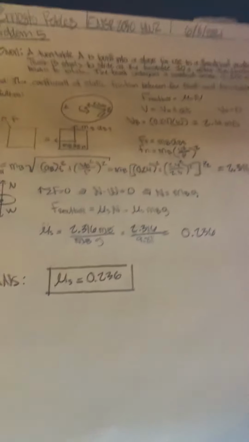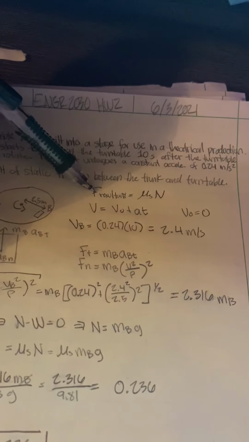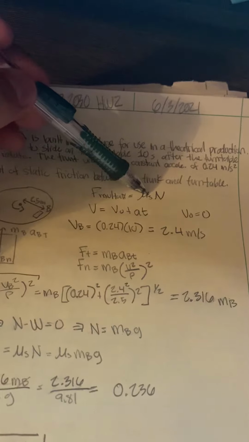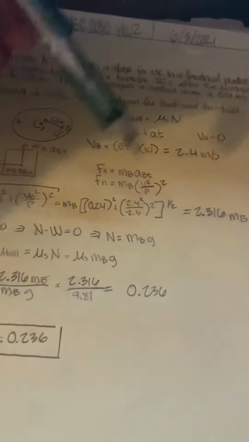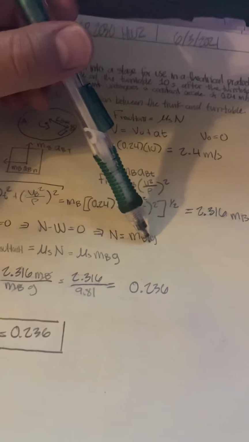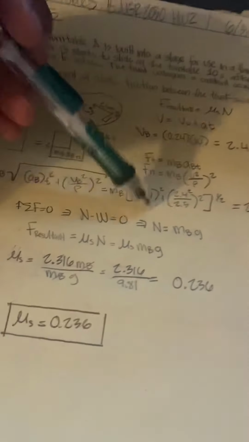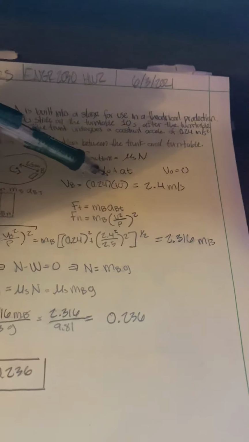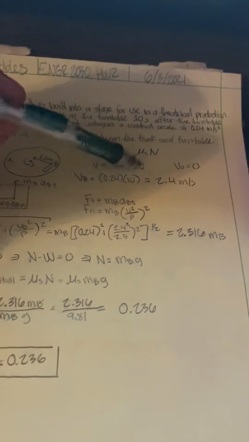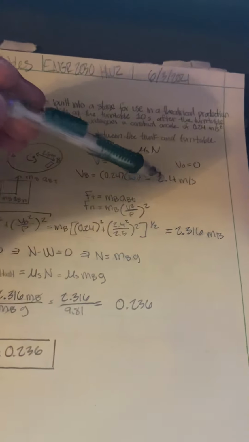All right, in problem 5, we're given the churn table, and it wants us to find the coefficient of static friction. So I know we could use this equation right here, which is the resultant force equals static friction times N, and it could be simplified to mass times gravity. I'll talk about that later in the problem, but we need to find the velocity of point B. We could use this equation right here. We know the initial velocity is 0, so just plug in these values, which are given in the problem statement, and this is what we get.